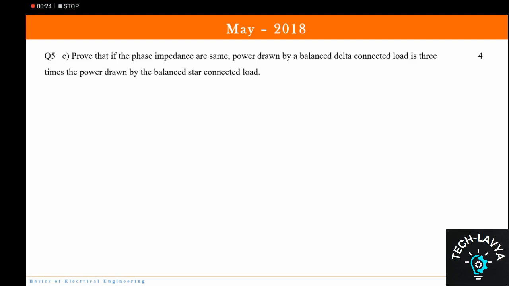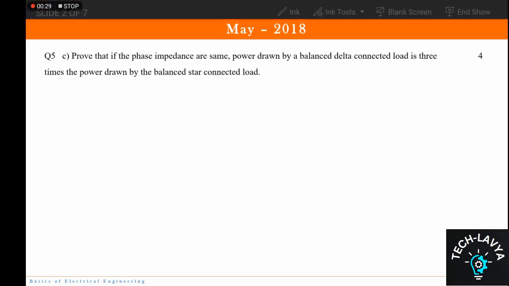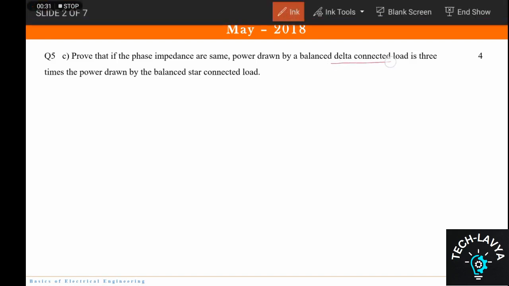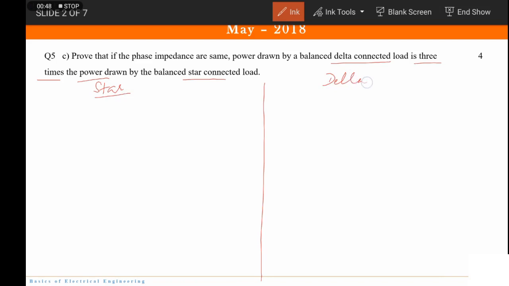It says: prove that if the phase impedances are same, the power drawn by the balanced delta connection is 3 times the power in star connection. So what we will be doing is we will be deriving the power in star connection and in delta connection. First let us write the relationship of voltage and current in star and delta connection.